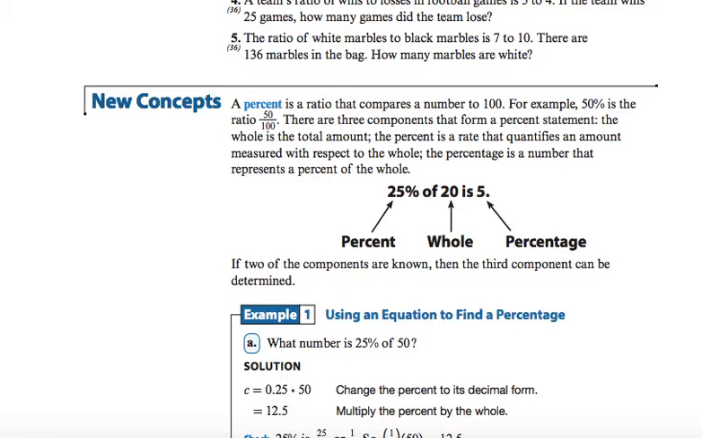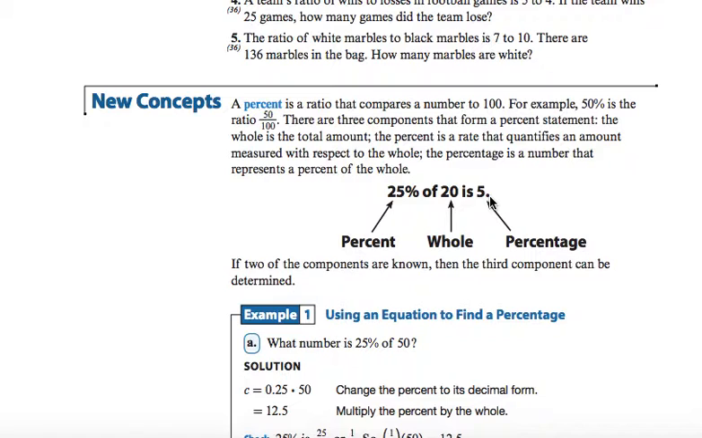There are three components that form a percent statement. The whole is the total amount. The percent is a rate that quantifies an amount measured with respect to the whole. And the percentage is a number that represents a part or percent of that whole. For example, 25% of 20 is 5. 25% of 20, the whole, is 5.